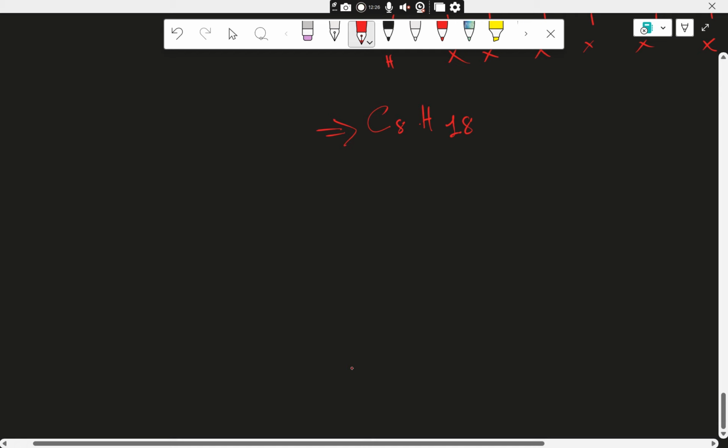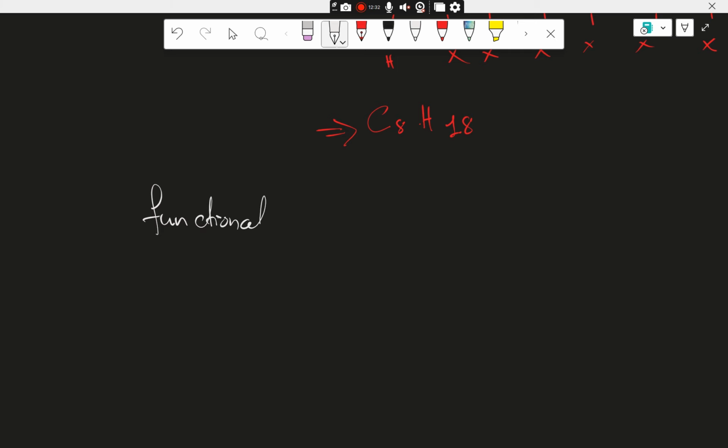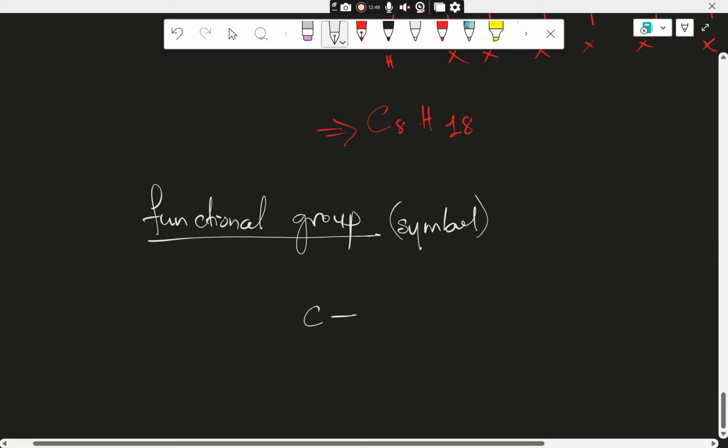And then there's something we haven't spoken about yet. I haven't taught you this. It's called the functional group. This functional group is a kind of symbol that represents that kind of group. So for alkanes, this symbol will be something like this.